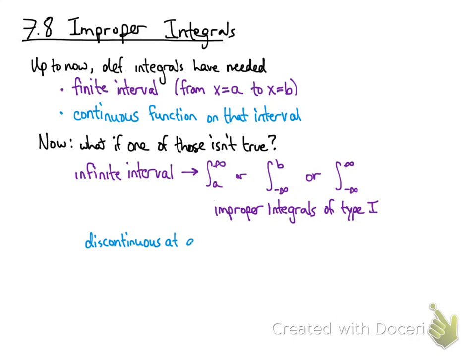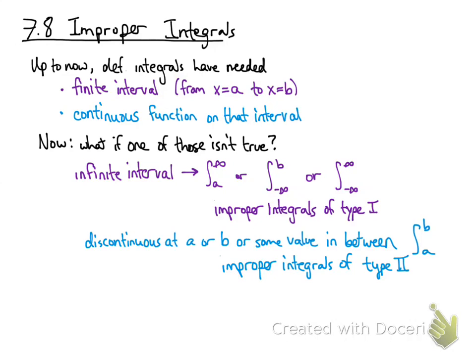Or we might want to do the integral of a function that is not continuous, either at a or b or in between a and b. We still want to be able to do that integral, and that's called an improper integral of type 2. So improper integrals are integrals where either the bounds of integration are infinite, or somewhere in the area you're integrating in, the function isn't continuous.